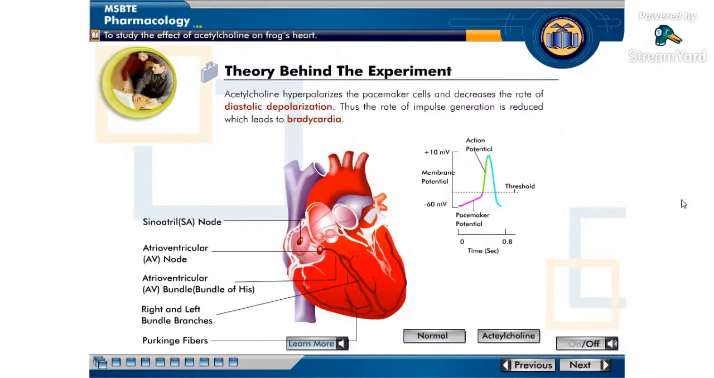Acetylcholine hyperpolarizes the pacemaker cells and decreases the rate of diastolic depolarization. Because of this, the rate of impulse generation is reduced, which leads to bradycardia.